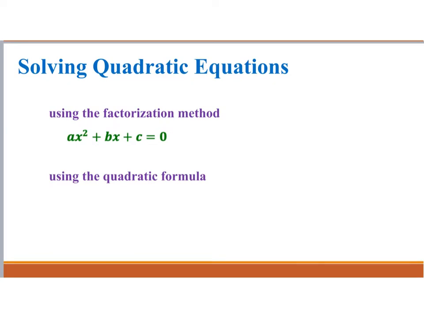For the factorization method, because we haven't yet learned how to factorize quadratics of the form ax squared plus bx plus c when a is not equal to 1, we only solved quadratic equations of the form ax squared plus bx plus c equals 0 when a is equal to 1. For example, x squared plus 6x plus 8 is equal to 0. So a here is equal to 1.